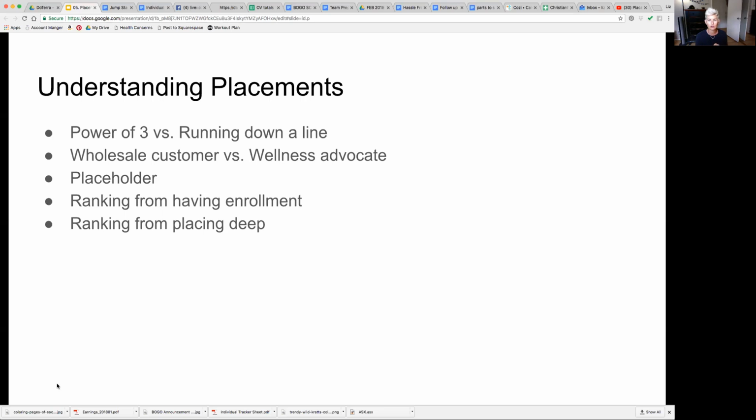But the placeholder is there so that you're not just placing a bunch of wholesale customers right on your front line, that you're placing them into a leg to structure for Power of Three and for Premier and then Silver and beyond. So that really helps you.